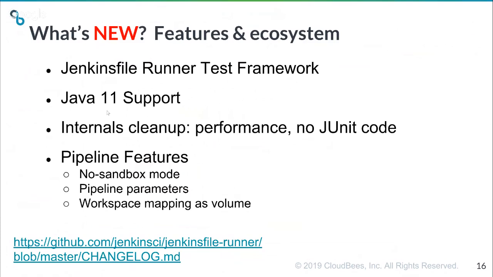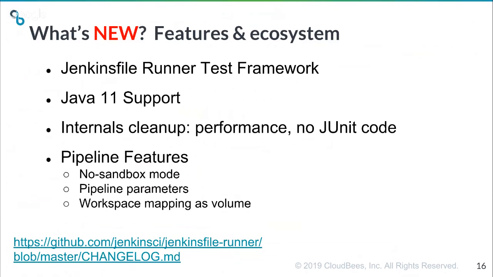Then Jenkinsfile Runner supports Java 11 now. It contributes a lot to features in the cloud. For example, Java 8 doesn't really integrate with cgroups. So if you want to limit CPU usage or RAM usage, it's better to use Java 11. And you can run Jenkinsfile Runner with Java 11 right now, even though all common disclaimers apply. It just landed in GA in Jenkins a few days ago.